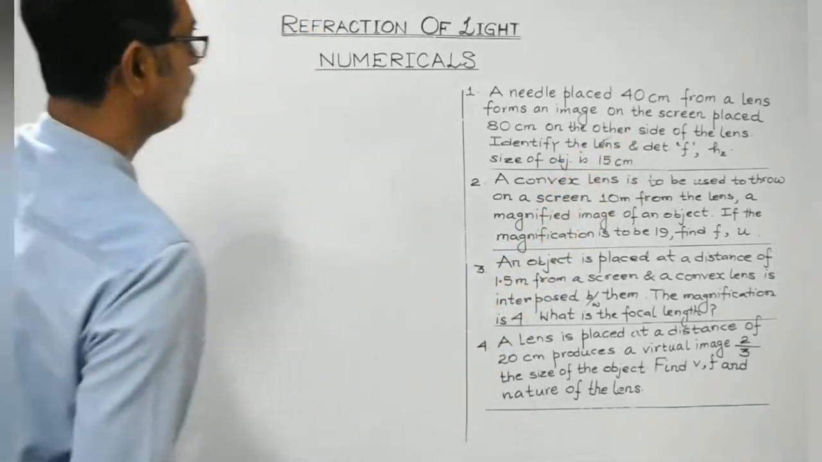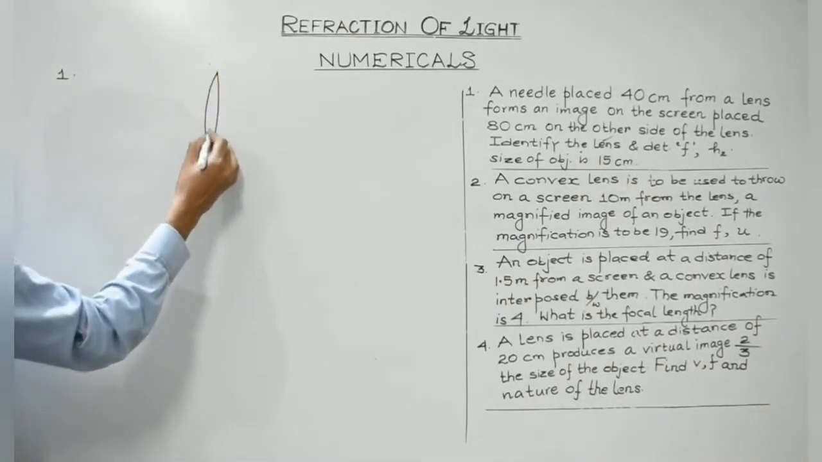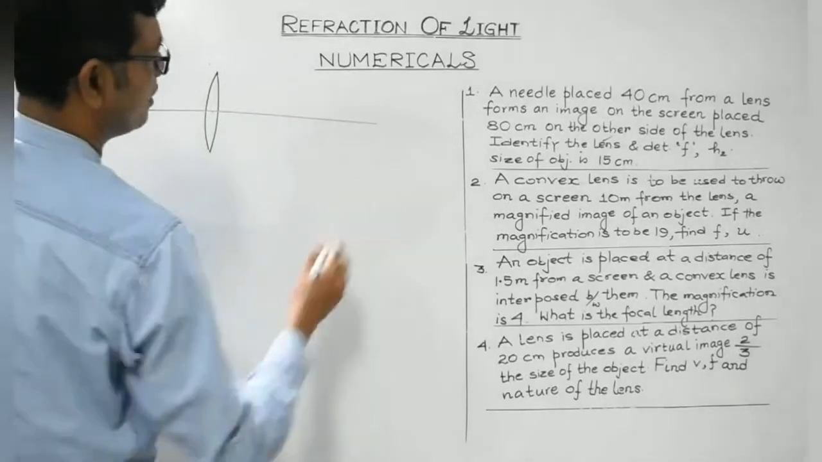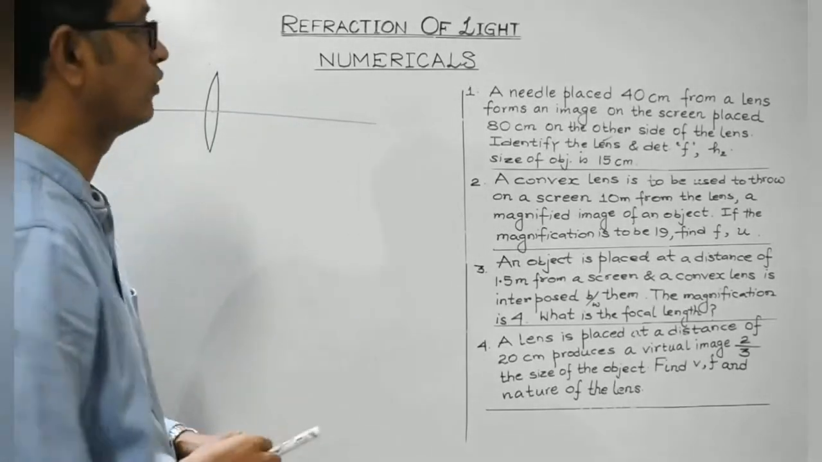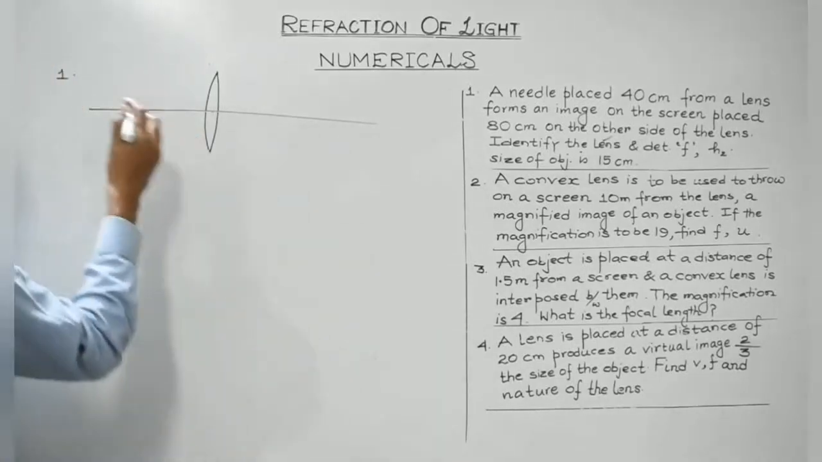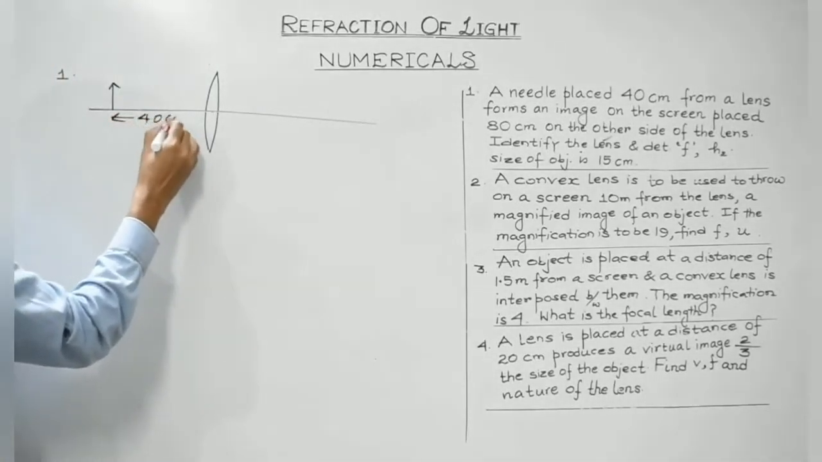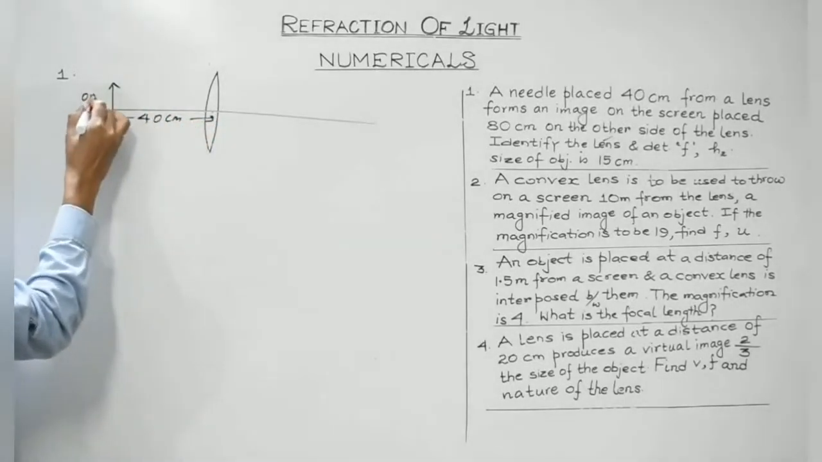It's a convex lens. So you can draw a rough diagram. You need not draw the entire ray diagram, just a rough diagram, just for your reference. So it's a convex lens. A needle placed 40 cm from a lens. So this is a needle. This is the object. It is placed 40 cm away.